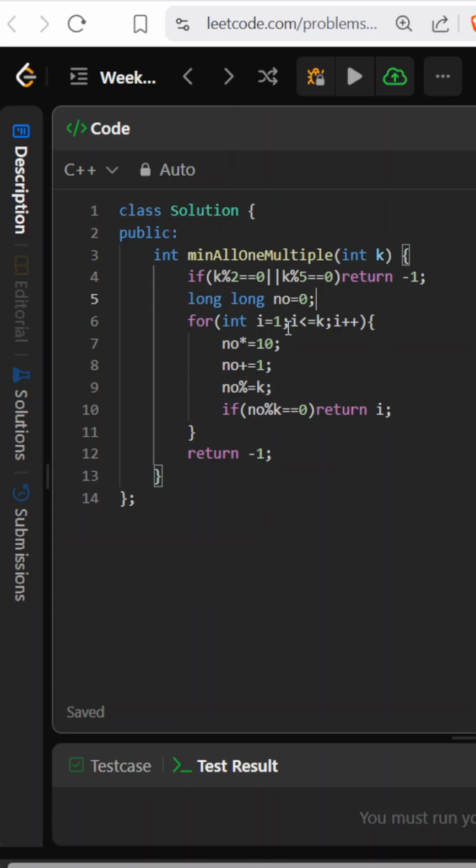What I'll do is iterate from 1 to k. In that loop, I will try to build that number: n = n * 10 + 1. Initially it was 0, so it will remain 0 plus 1. So it will get 1. Every time I'm taking the modulus of n.